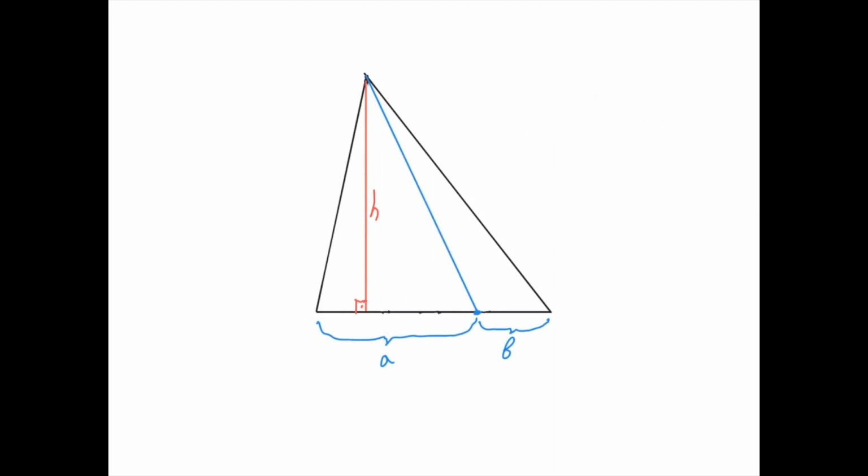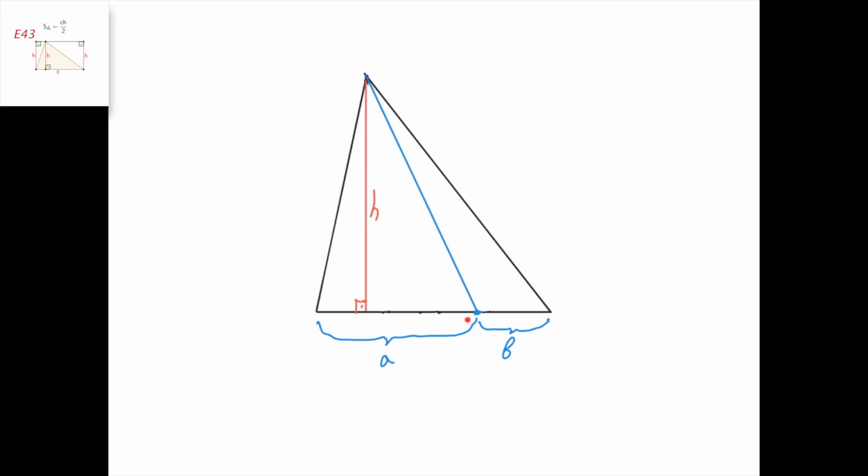Now let's try to generalize this statement. Instead of taking the median, I'm going to take a random point on this side, and I'm going to split the triangle into two parts like this and like this. And the question is, what's the ratio between the areas of these two parts? Well, first suppose this length here is A and this length here is B.